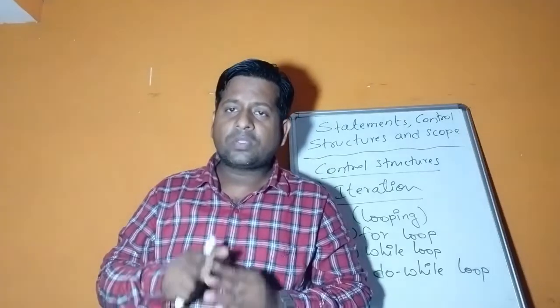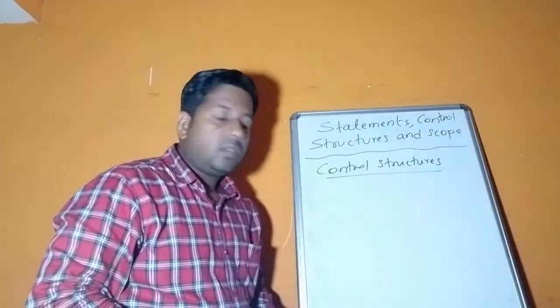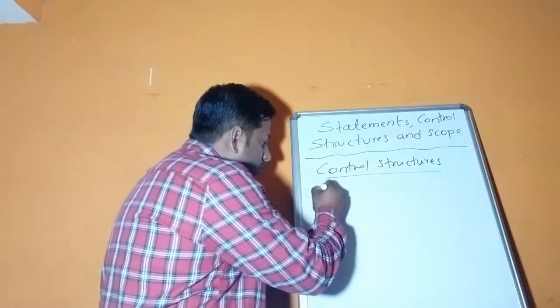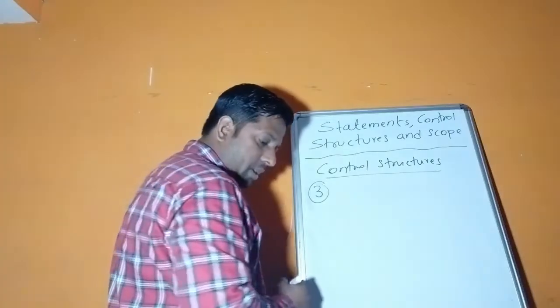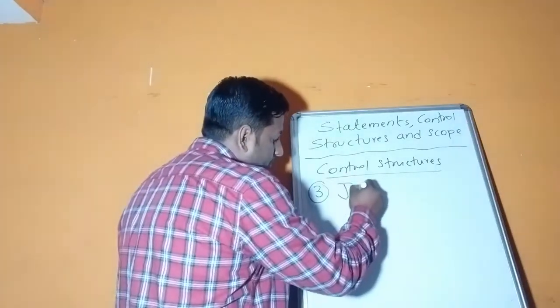Okay children, now let us move on and see the third part of control structure, which is the jump statement.